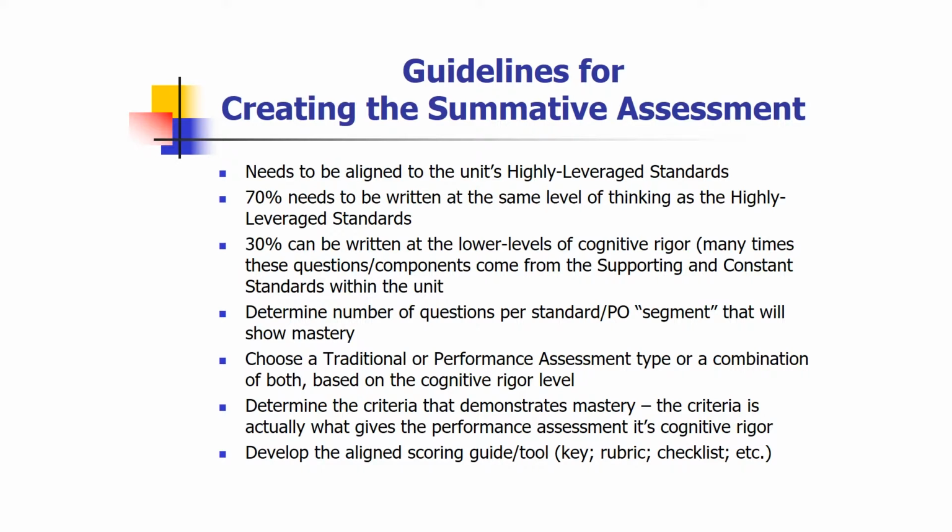Determine the number of questions per standard or segment that will show mastery. Choose a traditional or performance assessment type, or a combination of both, based on the cognitive rigor level. Determine the criteria that demonstrates mastery. The criteria is actually what gives the performance assessment its cognitive rigor. Develop the aligned scoring guide or tool, for example, a key, rubric, checklist, etc.